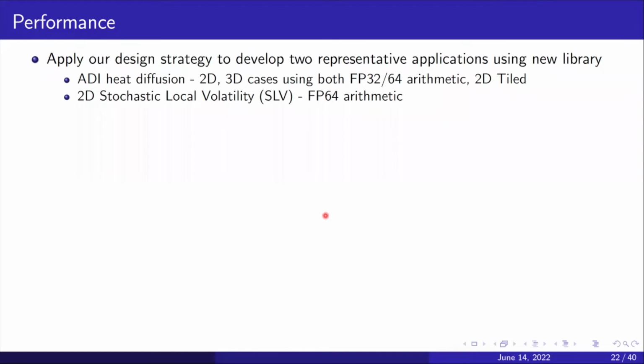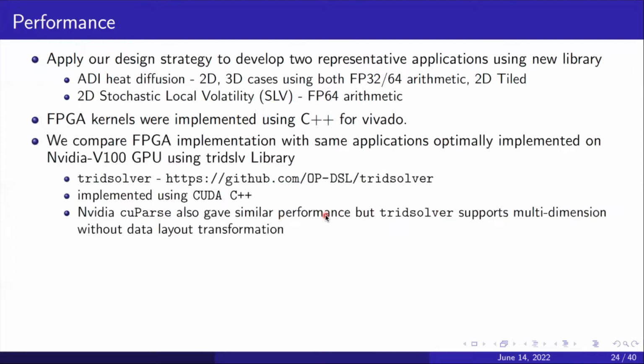The first one is the ADI heat equation. We evaluate 2D and 3D cases using FP32 as well as FP64 arithmetic. We also implement tiled ADI using FP32 arithmetic. The other application is stochastic local volatility. It is from financial computing and uses FP64 arithmetic. FPGA kernels were implemented using C++ for Vivado. The same applications were implemented using the state-of-the-art GPU library, which is this tridsolver library, and it is implemented using CUDA C++.